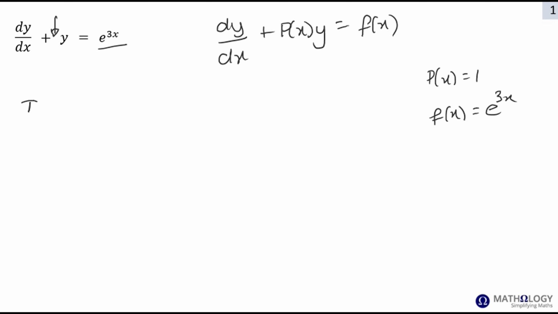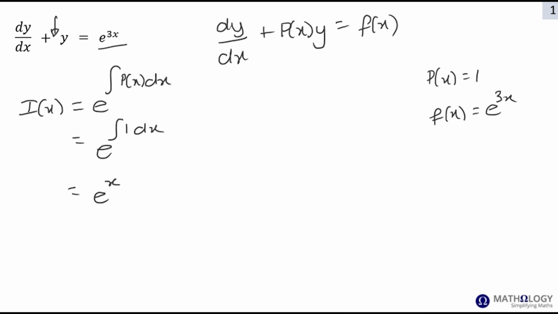So the integrating factor I(x) equals e to the integral of p(x) dx. So that's e to the integral of 1 dx. Integrating 1 with respect to x just gives us x. So the integrating factor is e^x. We're not too concerned about the constant here.